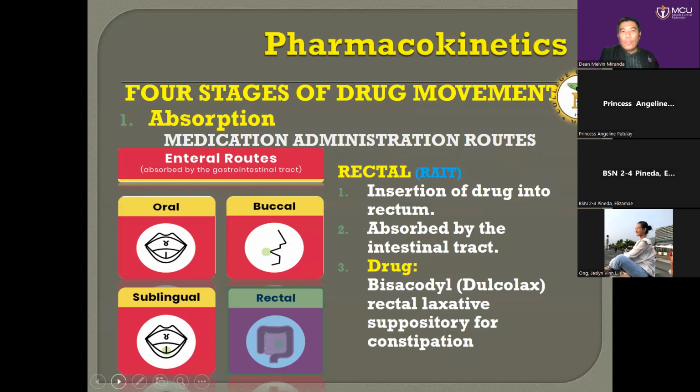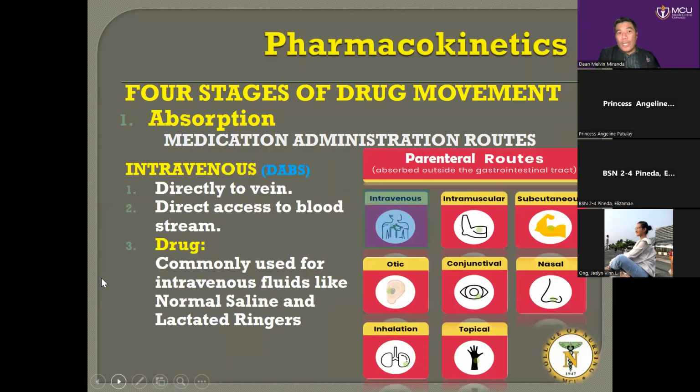Let us now proceed with medication administration via parenteral. Via parenteral, we have defined those drugs that can be administered outside the GI tract. One of the most common is particularly the intravenous. When we say intravenous, let us remember DUBs. What do you mean by DUBs? Drugs that can be administered directly to vein. So DUBs meaning the action is direct access to bloodstream.